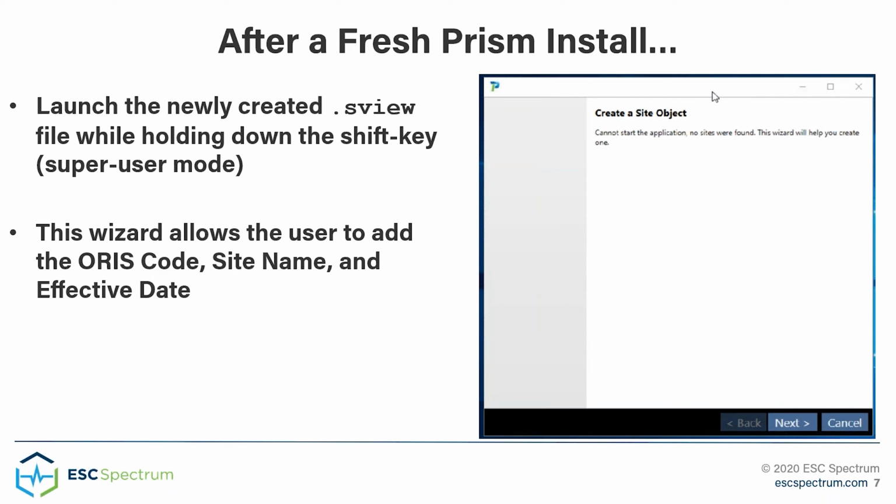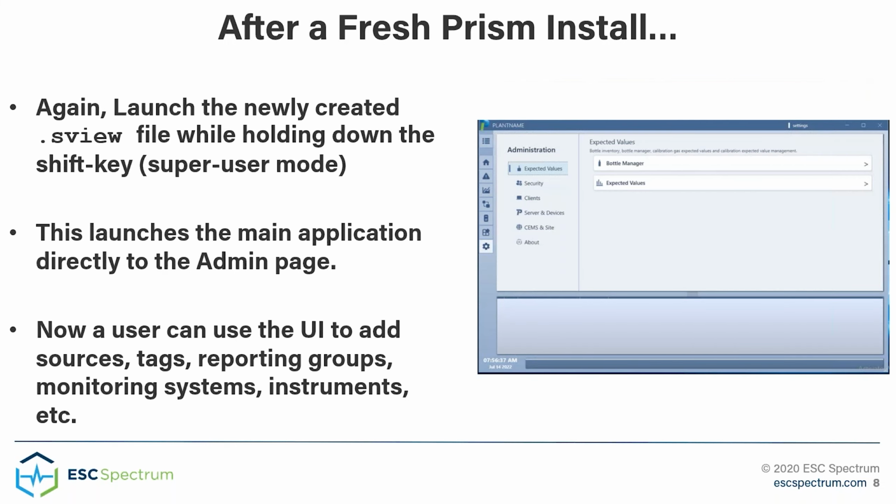So you'll put in information like the ORAS code, the site name, effective date, etc. And once you have all that information in, that sets up the bare minimum needed in the configuration to be able to, again, launch the main application in super user mode. Since Prism can tell you're still missing a lot of information in the configuration, it'll launch directly to the admin page, which you'll see here. It has a new look. We'll talk about that a little bit more later, but it'll launch you right into the admin page where the user can then add sources, tags, reporting groups, monitoring systems, instruments, etc.